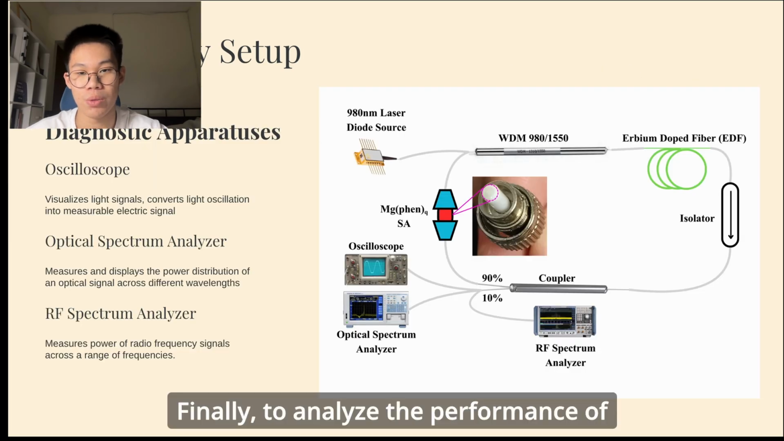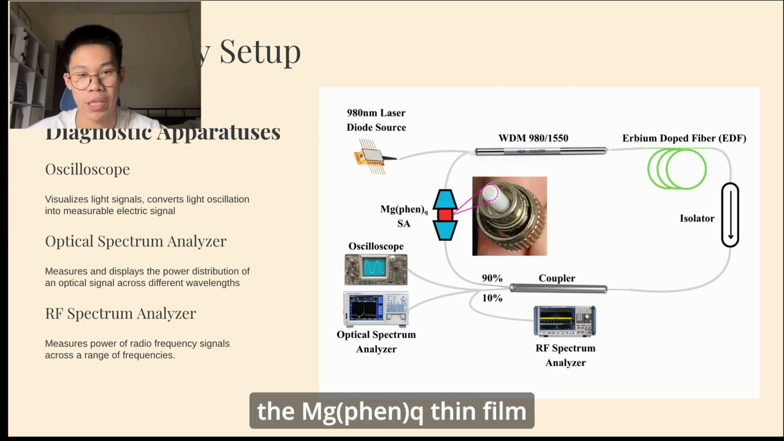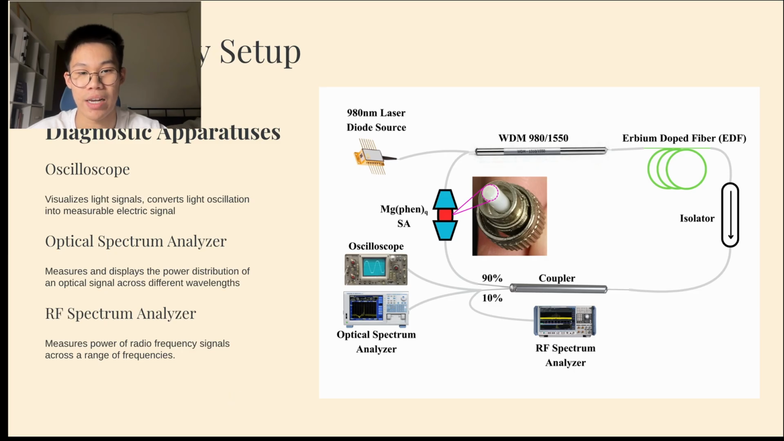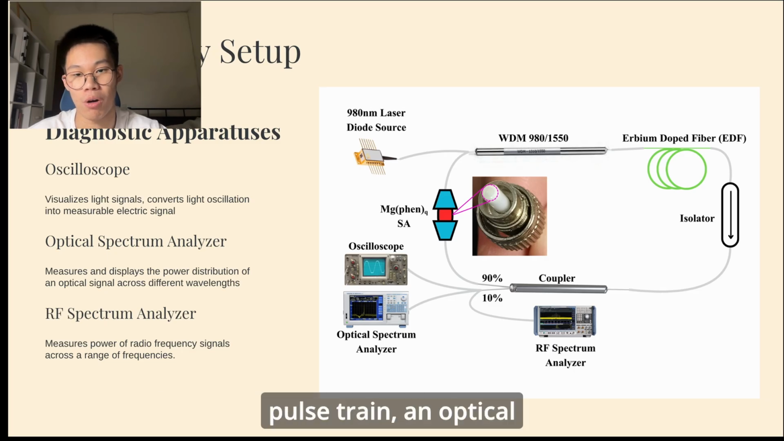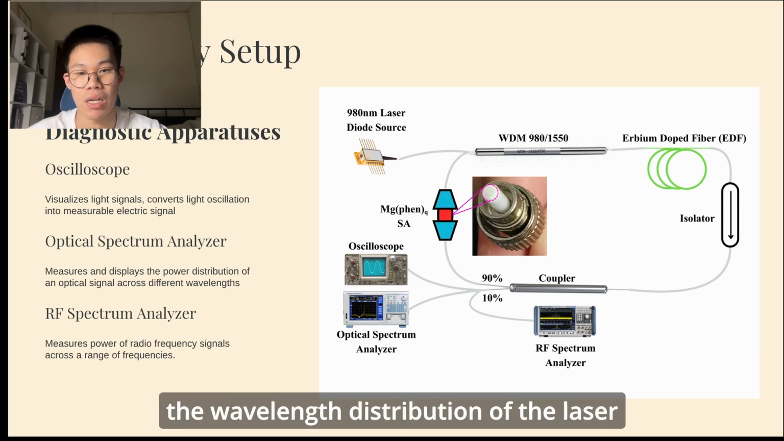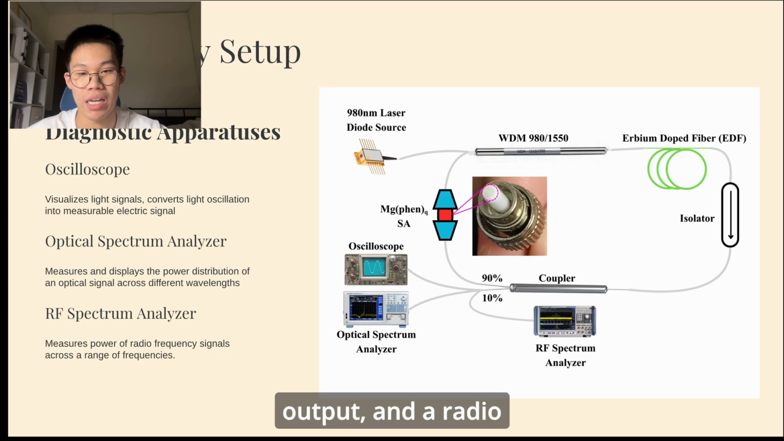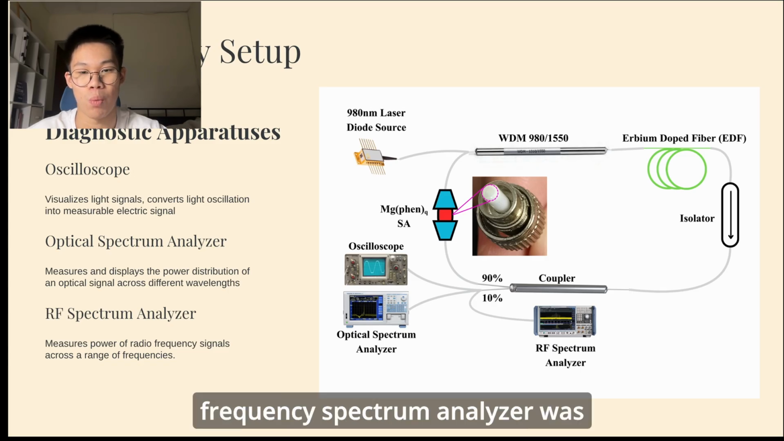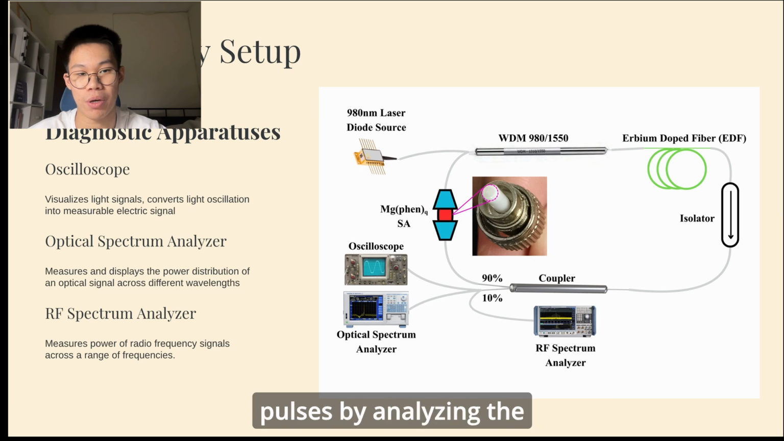Finally, to analyze the performance of the magnesium FanQ thin film saturable absorber, 3 diagnostic tools were used. An oscilloscope was used to observe the pulse train. An optical spectrum analyzer measured the wavelength distribution of the laser output, and a radio frequency spectrum analyzer was used to evaluate the stability of the pulses by analyzing the output power at different frequencies.